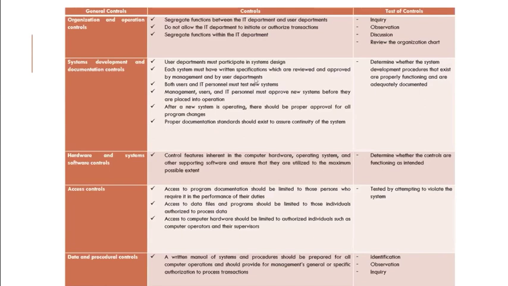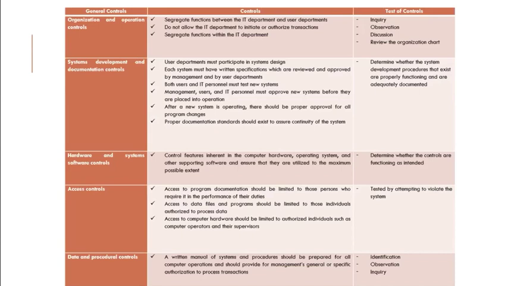Each system must have written specifications which are reviewed and approved by management and by user departments. Both users and IT personnel must test new systems. If the system was just implemented, it needs a testing phase before it becomes operational. Management, users, and IT personnel must approve new systems before they are placed into operation. After a new system is operating, there should be proper approval for all program changes. So once the system is already in place, if you propose a change in the system, there should be proper approval. I think that's obvious.